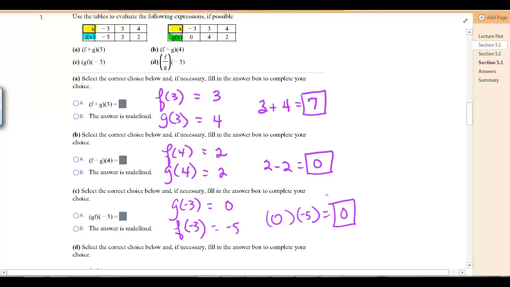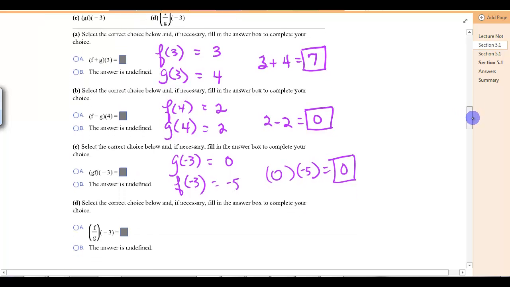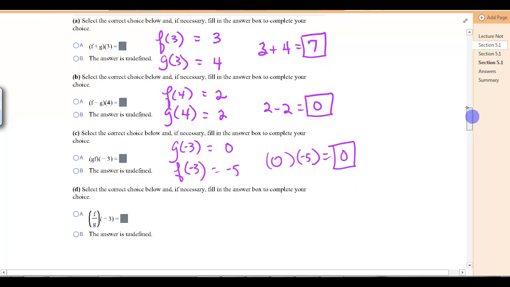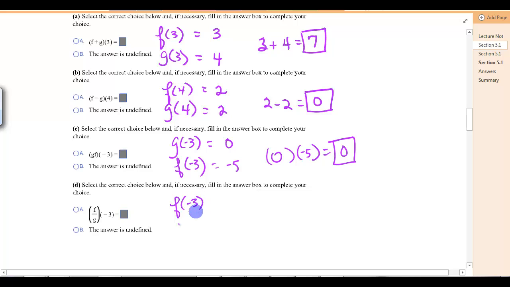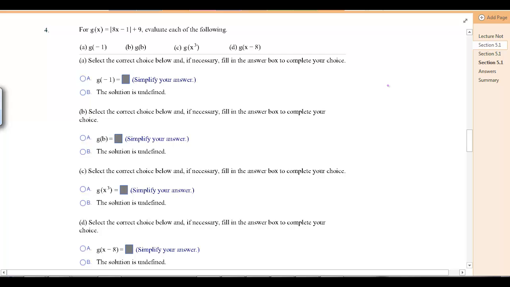All right. Let's look at D. F divided by g of negative 3. So I need f of negative 3 and g of negative 3. All right, and I already had figured those out here. So f of negative 3 was negative 5. G of negative 3 was 0. And negative 5 over 0, that's undefined. And that is one of the choices on all of those. So we got that done. All right, let's look at number 4.